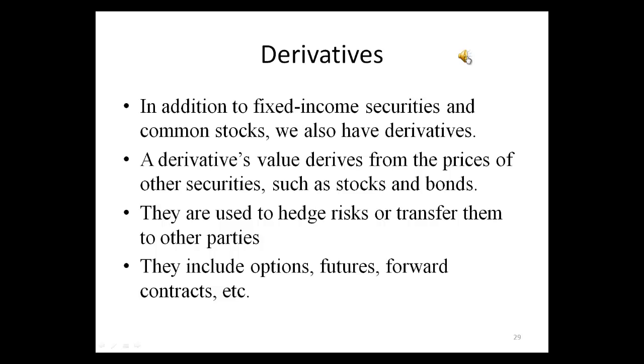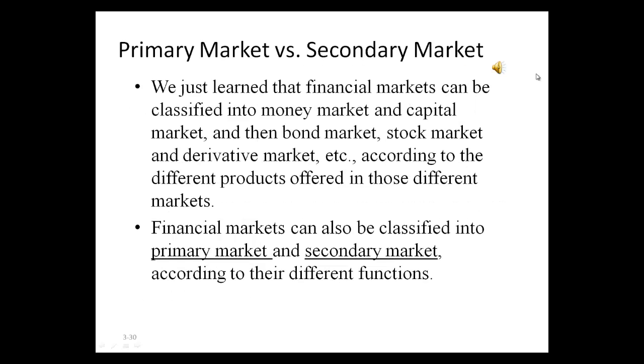In addition to fixed income securities and common stocks, we also have derivatives. A derivative's value is derived from the price of other securities such as stocks or bonds. Derivatives usually are used to hedge risks or transfer the risks to other parties. Derivatives include options, futures, forward contracts, etc. We just learned that financial markets can be classified into money market and capital market, and then bond market, stock market, and derivative market. That is according to the different products offered in those different markets.